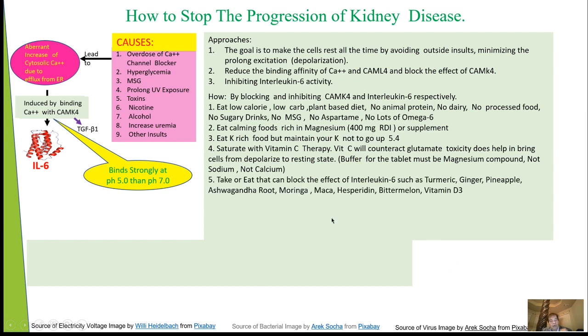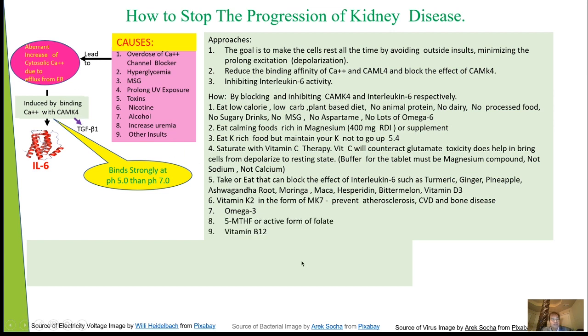So take or eat food that can block the effect of interleukin 6. There are many foods that can block the effect of interleukin 6. We have turmeric, ginger, pineapple, ashwagandha root, moringa, maca, hesperidin, bitter melon, vitamin D3. Take vitamin K2 to prevent atherosclerosis, CVD or cardiovascular disease. Take omega-3 because reducing inflammation can reduce cytosolic calcium.